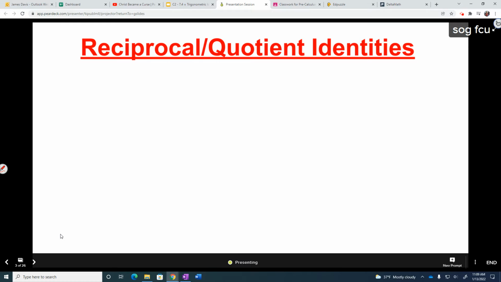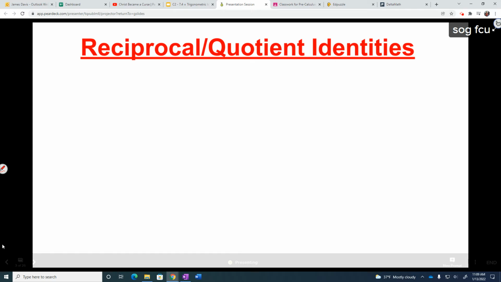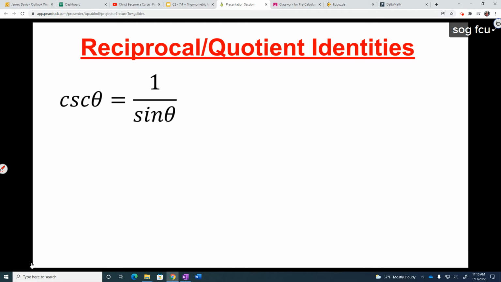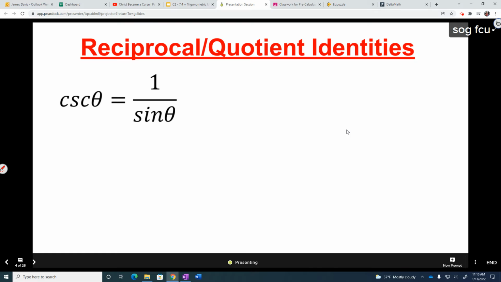So we're going to start our first list. We're going to call these the reciprocal and quotient identities. The name of them isn't really that important, but that's what they're classified as. And several of them are going to be the same ones you used yesterday. So the first one, the cosecant of theta, is 1 over the sine of theta. One you used yesterday a lot. Hopefully that one's familiar. Shouldn't have to struggle with too much that one.